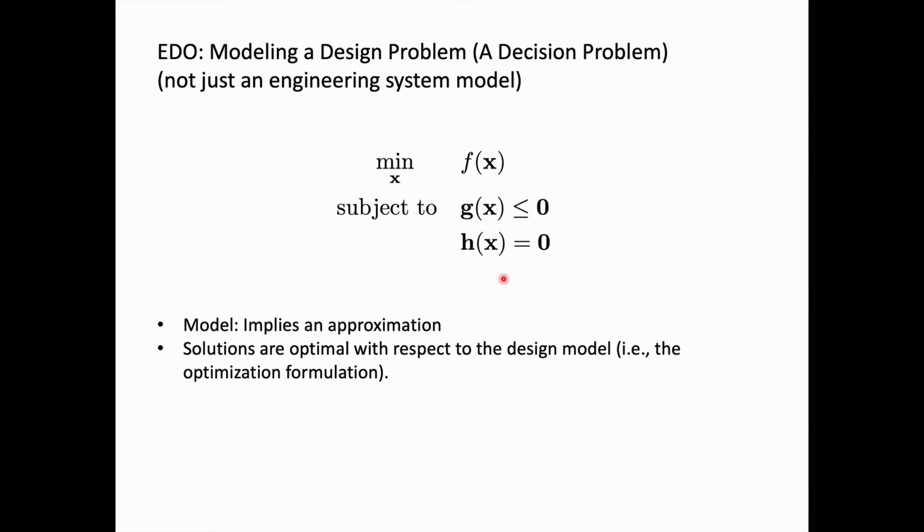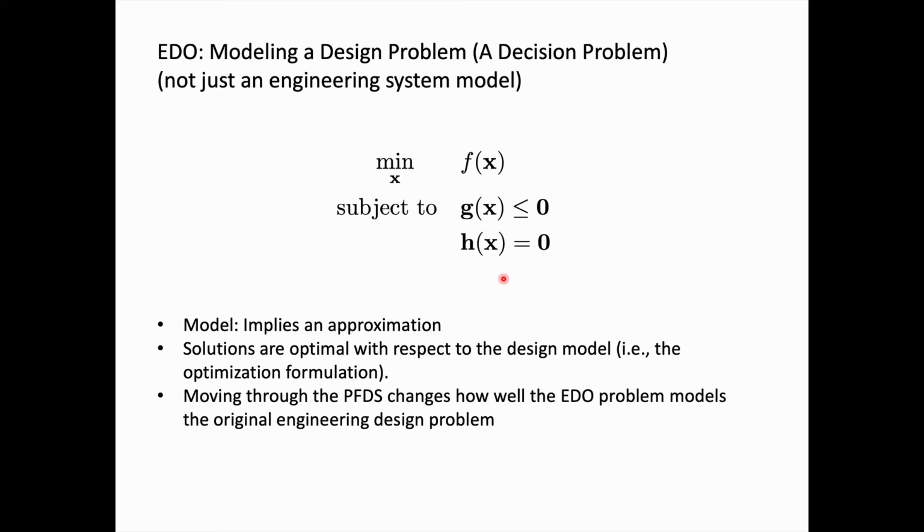That is, the optimization formulation. Moving through the problem formulation decision space changes how well the engineering design optimization problem models the original engineering design problem. And this is a concept I like to think of as formulation accuracy. If we have an accurate formulation, then it does a good job reflecting the actual design goals that we have. If we have a less accurate formulation, then it has some error in it.